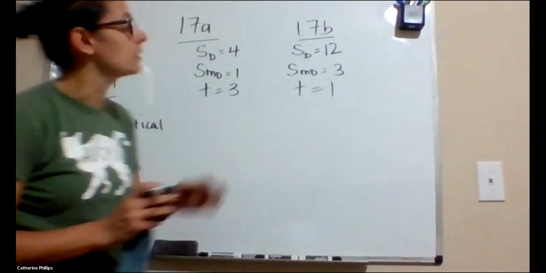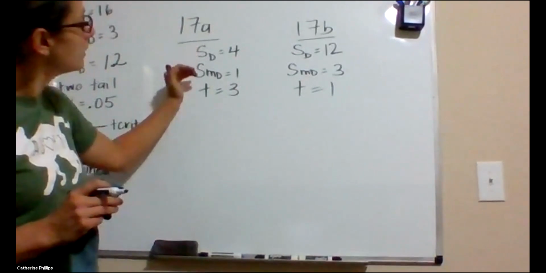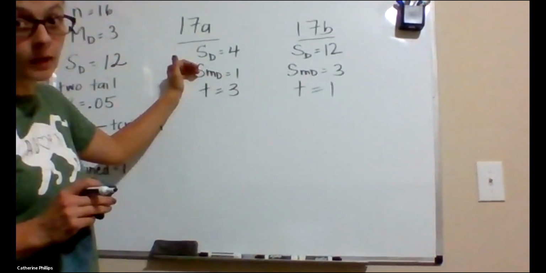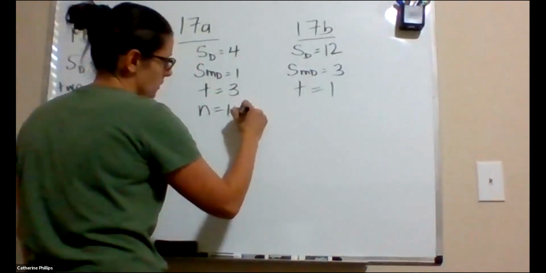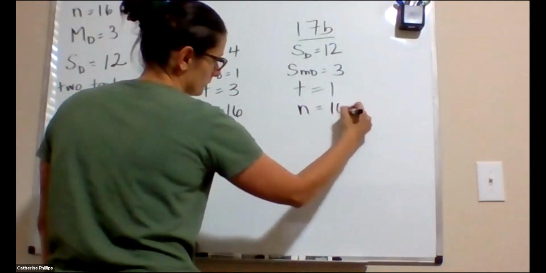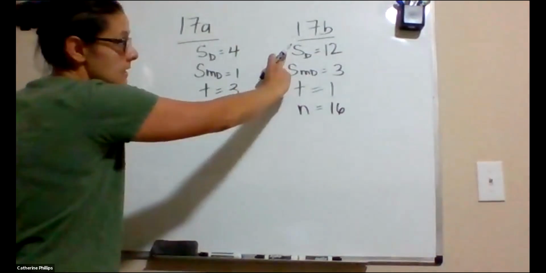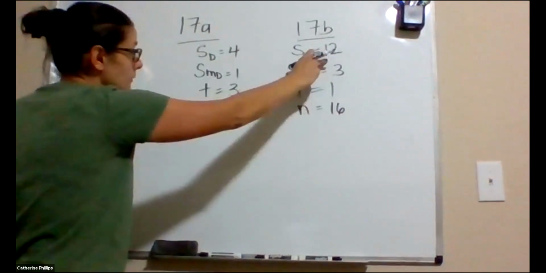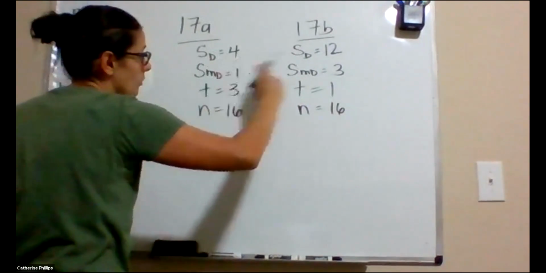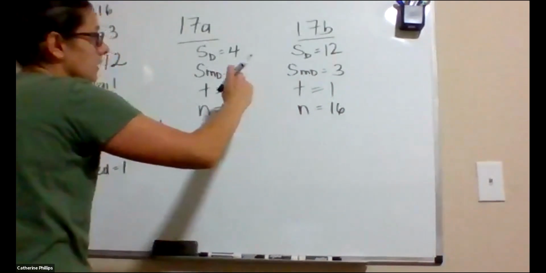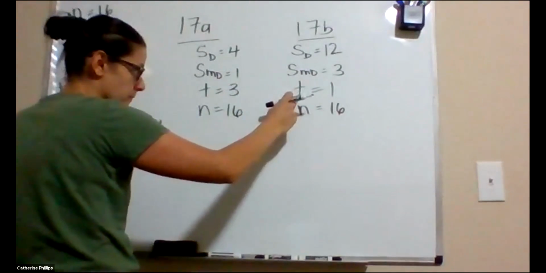So what I've written up here, 17A, we had the standard deviation of 4, an estimated standard error of 1, right? Because the n didn't change between these two. So if we increase the standard deviation from 4 to 12, that meant that our estimated standard error increased from 1 to 3. Increasing the estimated standard error decreased the t.